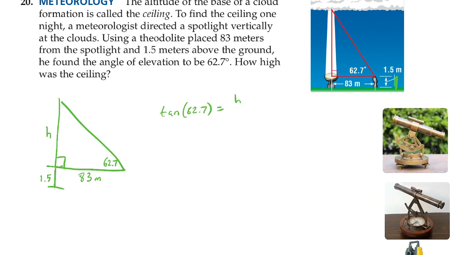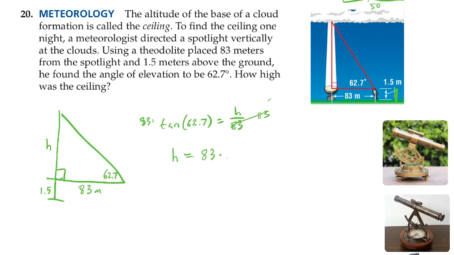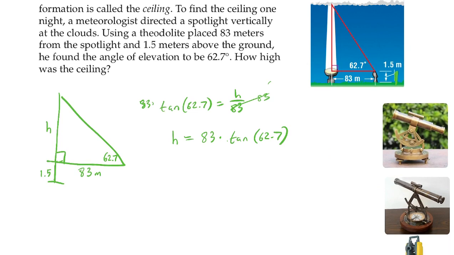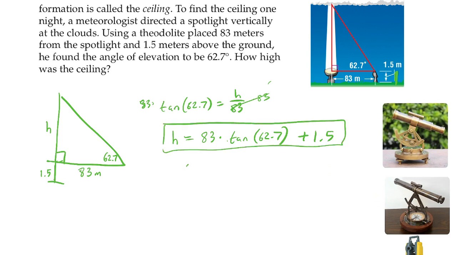62.7 is equal to the height over 83, and then we multiply by 83, so we get the height equals 83 times the tangent of 62.7, multiplying by 83 on both sides. And then we just need to add 1.5 at the end. So the exact answer here would be this. And then the approximate answer would be, I'll pull out my calculator.